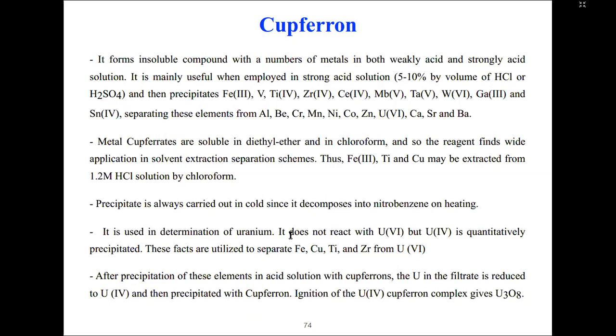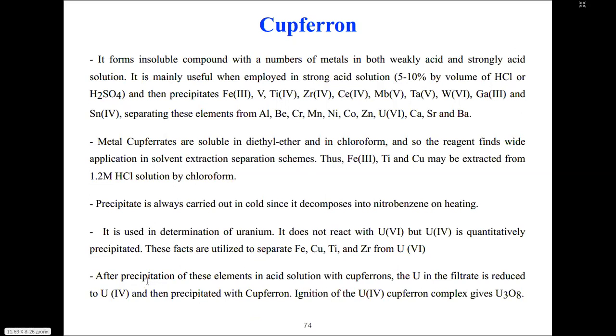So it is used in determination of uranium. Okay, it does not react with uranium-6, but it reacts with uranium-4, which is quantitatively precipitated. So these facts are utilized to separate iron, copper, titanium, and zirconium from uranium-6. Basically, if there is any uranium-6, first you form a precipitate of these ions with Cupferron, and uranium-6 will not form one. Then once they form a precipitate, they can be recovered using a solvent like diethyl ether or chloroform.